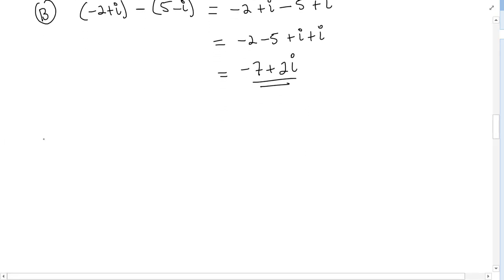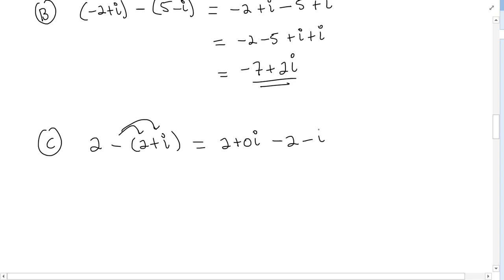I do have a third one before we do multiplication. Say I have 2 minus (2 plus i). Notice that here, this 2 is just a real number. But remember what I said earlier, real numbers are complex numbers. So we can write the 2 as 2 plus 0i. And now here I'm subtracting again, so we will have to distribute that. So I'm going to have minus 2 minus i. You don't have to write the zeros, I just want to make the point that even though that's a real number, you can still write it as a complex number by just saying it's a 0i there.